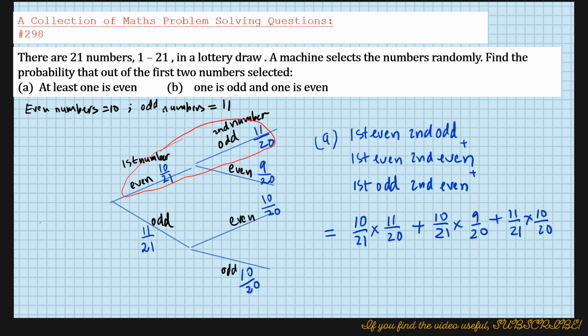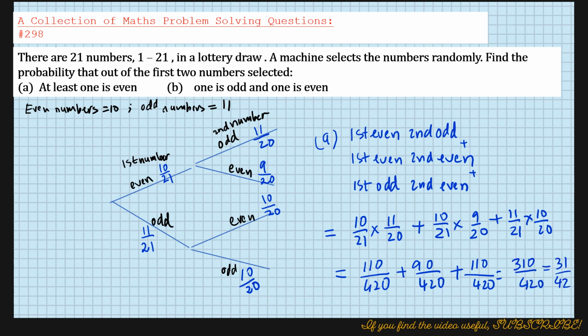And then 10 out of 21 times 9 out of 20, and then 11 out of 21 times 10 out of 20. If you multiply these and add them, you get 31 out of 42. So that's the answer to the first part.